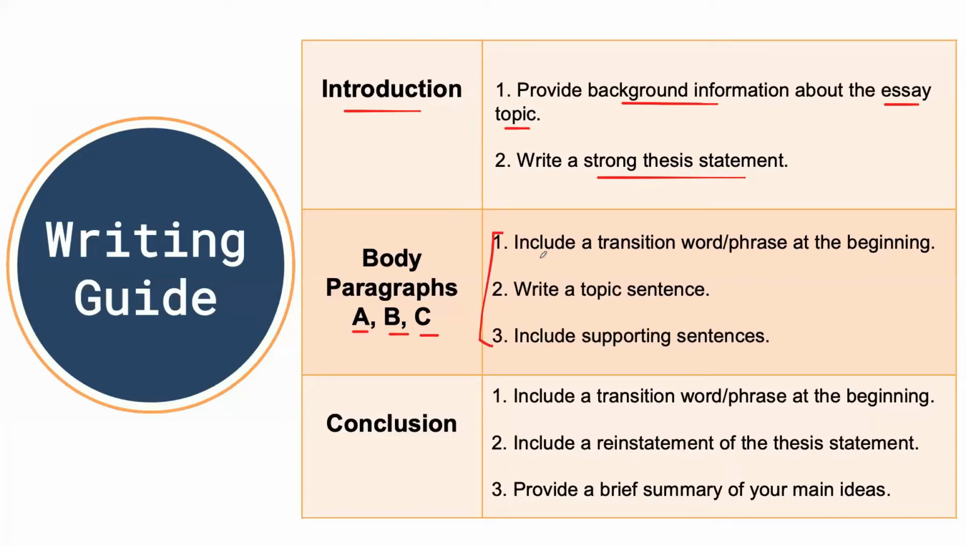That is, you want to include a transition word or phrase at the beginning in your first sentence. And your first sentence should actually be your topic sentence. It's a nice introduction for your paragraph. Then the rest of those sentences in your paragraph are going to be supporting sentences that basically just support and back up the argument that you're making, which has been introduced in your topic sentence.